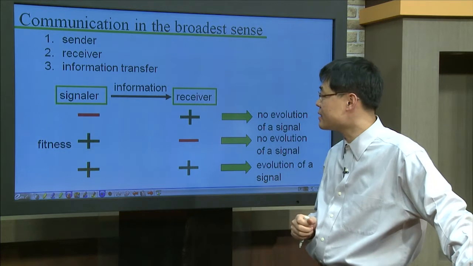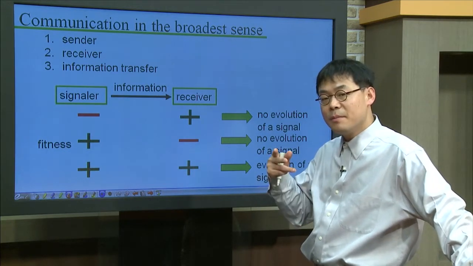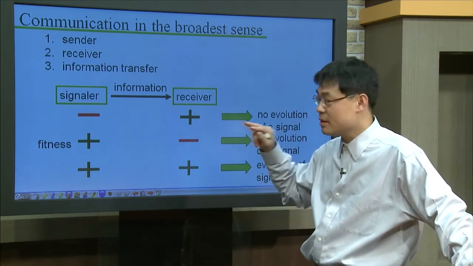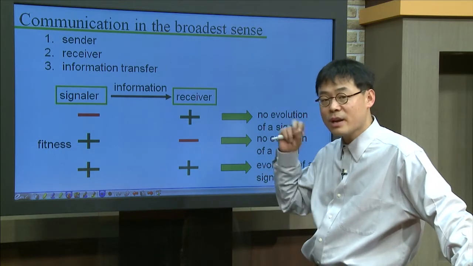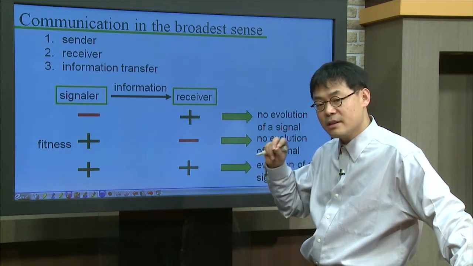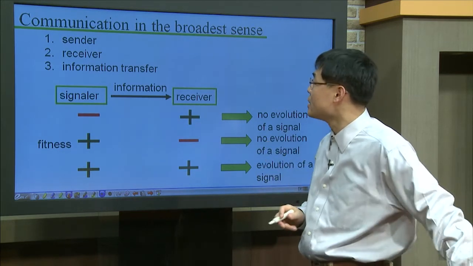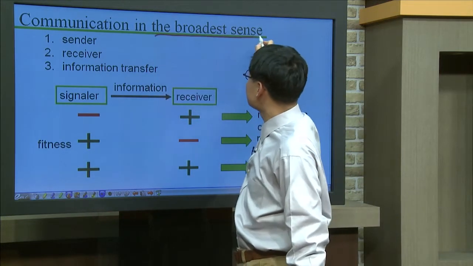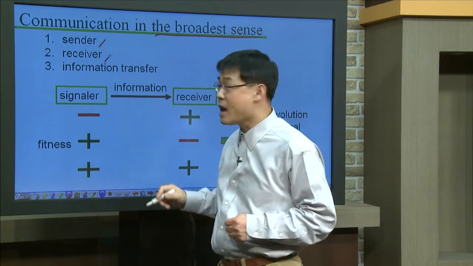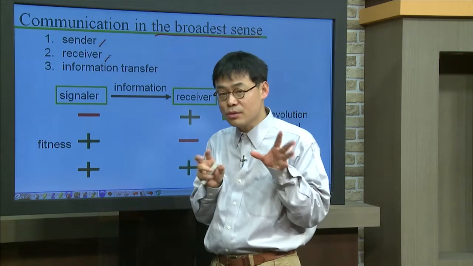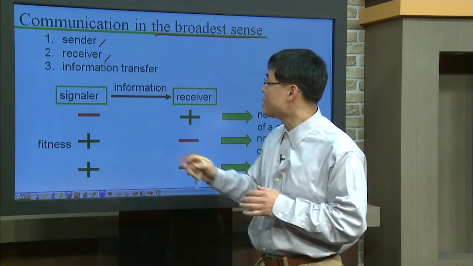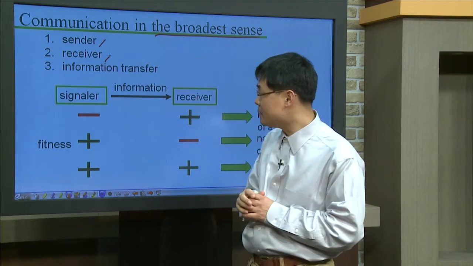So let's think about this communication. What is the communication exactly? We know that both males and females increase their own fitness. It should be a communication. But for the examples of Photuris females and Photinus males, we can simply ask whether those are examples of communication too. Communication in the broadest sense has three components: the sender and receiver, and there's information transfer between these two. Then that might be called communication.